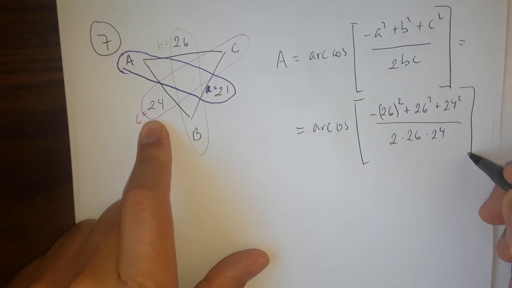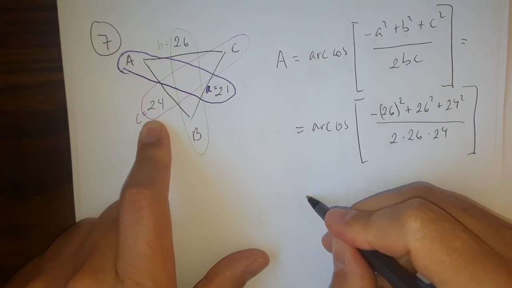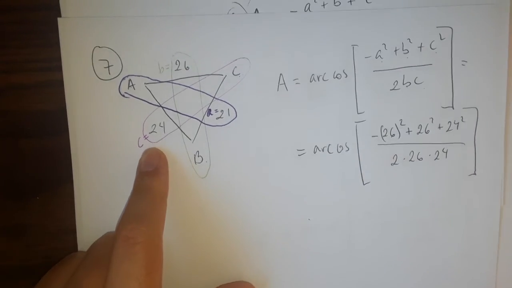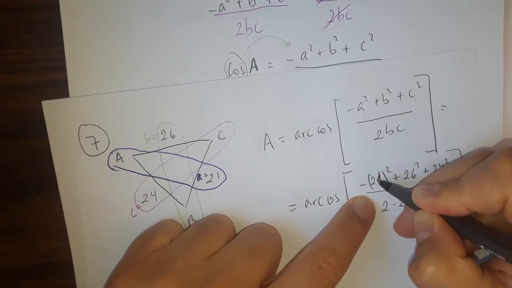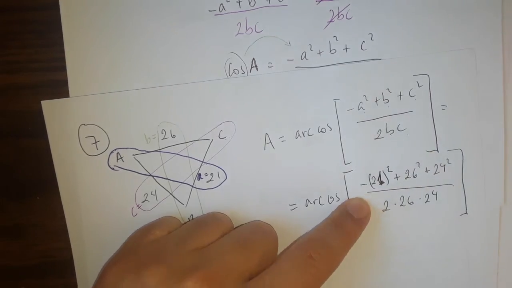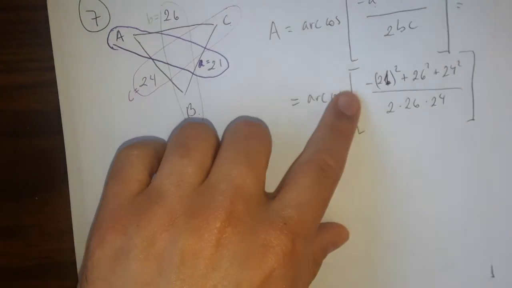And now just calculator work, right? I made a mistake somewhere. A is 21 and I wrote 26. Oh my gosh, what a teacher. Oh my God. So that's it.